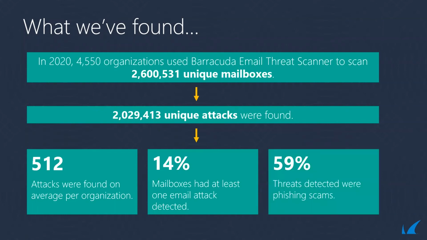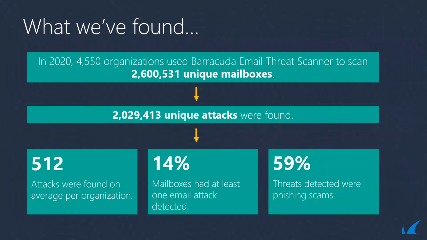And then 59% of those threats were detected to be phishing scams. The second most common email threat type that was detected was scamming, next to extortion at 9%, and then followed by business email compromise. If you remember that at the start of the presentation, that is on the rise.